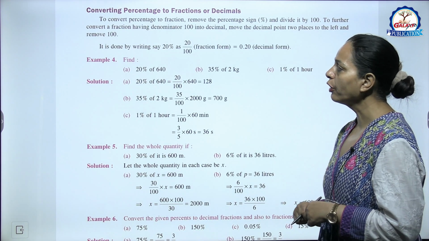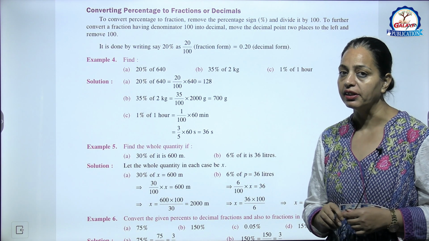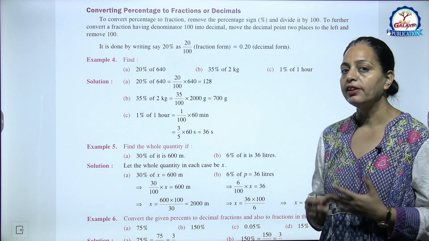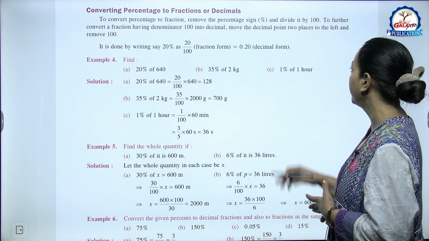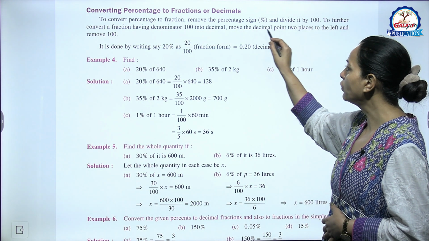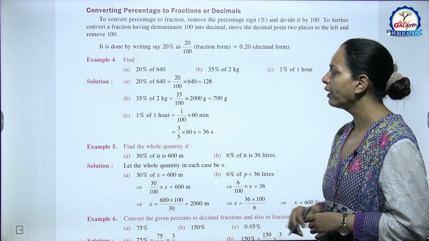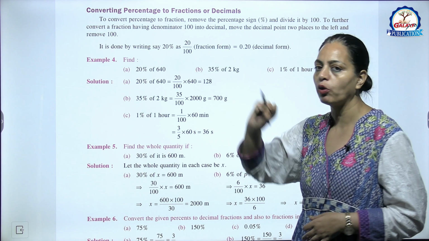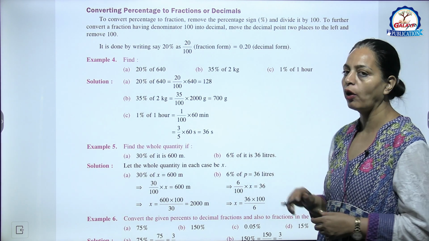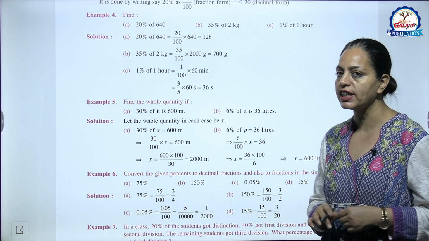Now to convert percentage to fraction, remove the percentage sign and divide it by 100. जब हमें fraction निकालना है percentage को या decimal निकालना है, then we have to divide it by 100. So to further convert a fraction having denominator 100 into decimal, move the decimal point 2 places to the left and remove 100. So it is done by writing say 20% as 20 upon 100. This is the fraction, and how we can write in decimal form, that is 0.20.